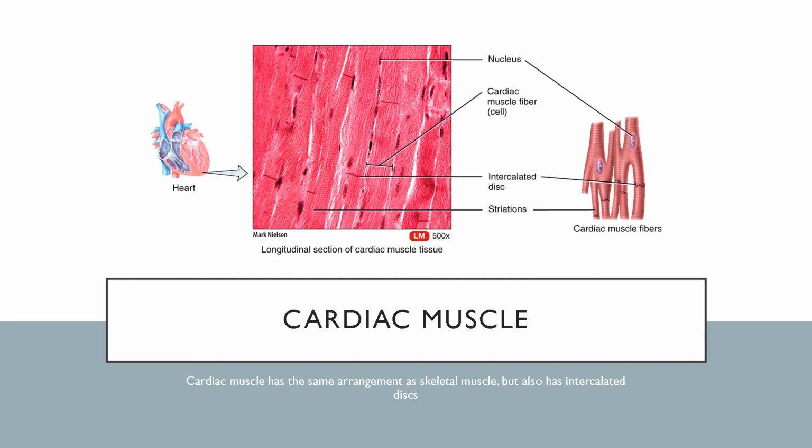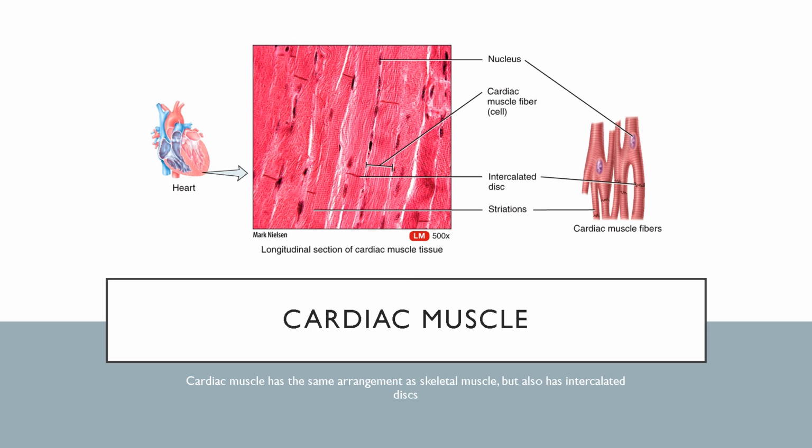Very briefly on cardiac muscle. So the principal tissue in the heart wall is cardiac muscle tissue. Between the layers of the cardiac muscle fibers, the contractile cells of the heart, are sheets of connective tissue that contain blood vessels and the conduction system of the heart.